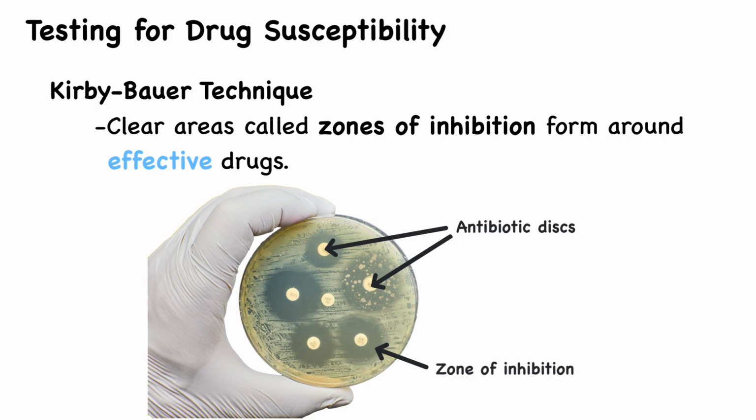The size of these zones helps determine whether the organism is susceptible, intermediate susceptible, or resistant to each antibiotic. The larger the zone, the more susceptible the bacteria is to that particular drug. If there is no zone, then that means that bacteria is resistant to that drug.